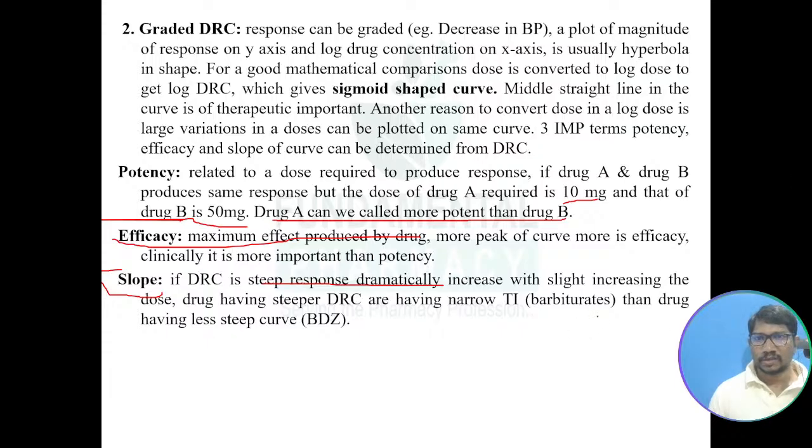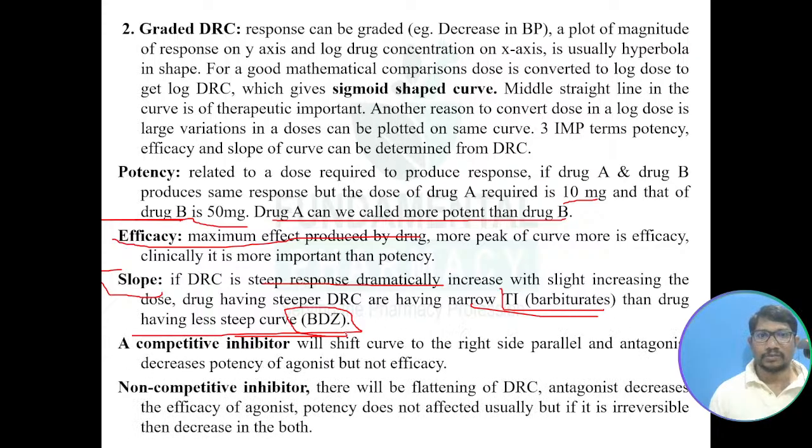For example, barbiturates have a low therapeutic index and low margin of safety, with a steep dose response. Then there are drugs having a flat drug response. Benzodiazepine's response curve is flat, barbiturates' is steep. I will explain this with a diagram. Competitive inhibitor will shift the drug response curve towards the right side in a parallel way. Question on that has come. Non-competitive inhibitor will also shift the curve to the right side, but not in a parallel way.